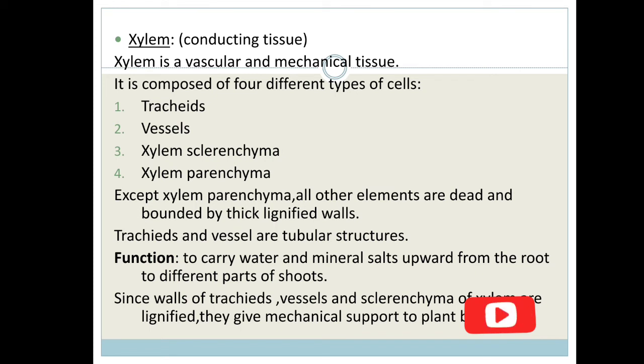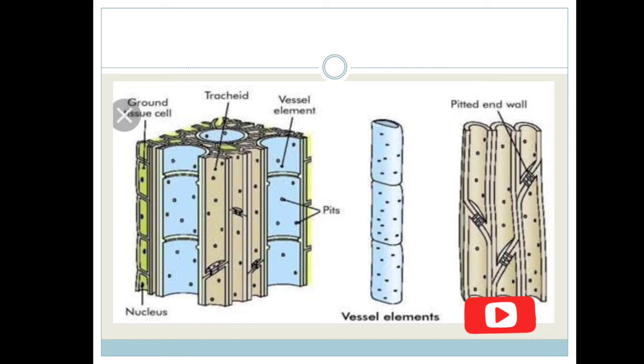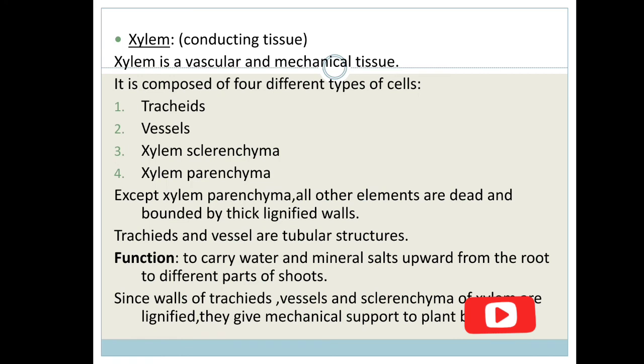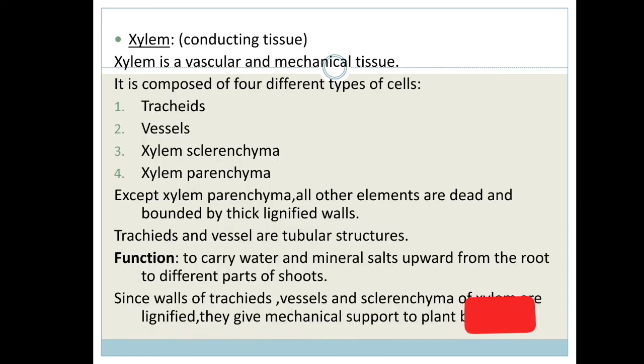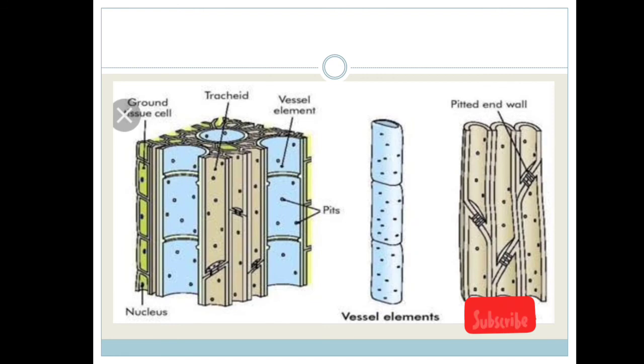The main function of the xylem is that it carries water and mineral salts upward from the roots to the different parts of the shoots. Since the walls of the tracheids, vessels, and parenchyma of the xylem are lignified, they also give mechanical support to the plant body. You can see here in the picture, this is the xylem, and these are the 4 different types of cells present in the xylem, that is the tracheids, vessels, xylem sclerenchyma, and xylem parenchyma.